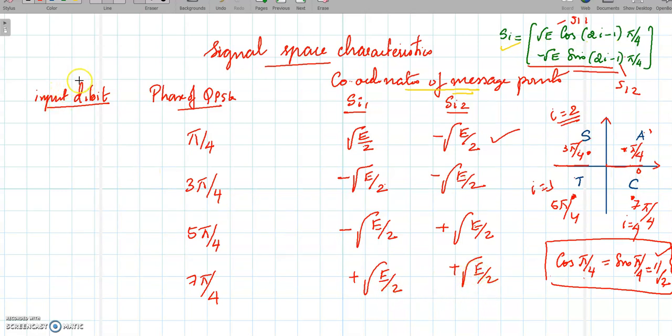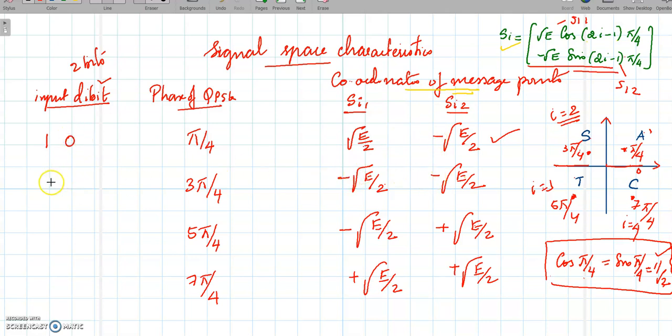Now you represent the input as a dibit. Why I call it a dibit is that I am taking 2 bits at a time. In this representation, wherever I have positive values I represent it by 1, and all the negative values I represent as 0. So what will be the dibit in the case of π/4? Here the first bit is positive, so I represent it by 1. The second is negative, so I represent it by 0.